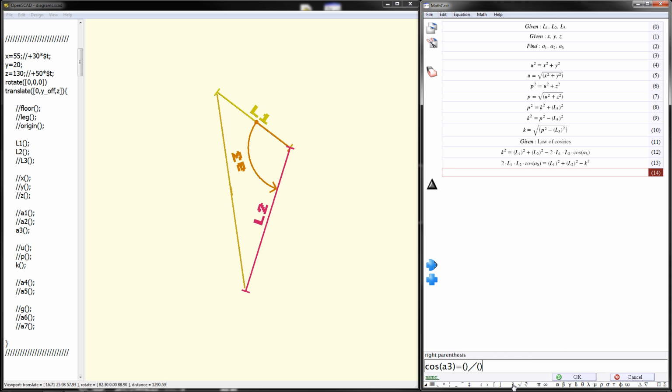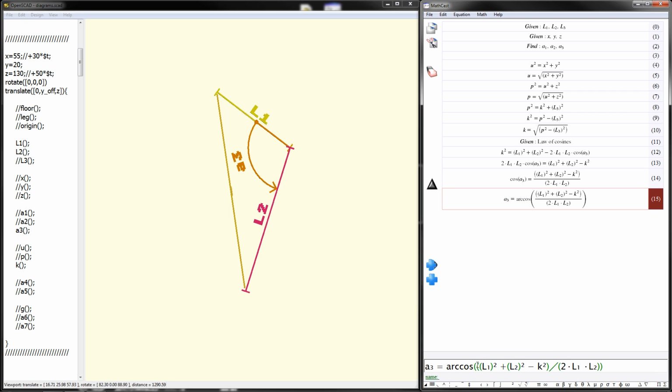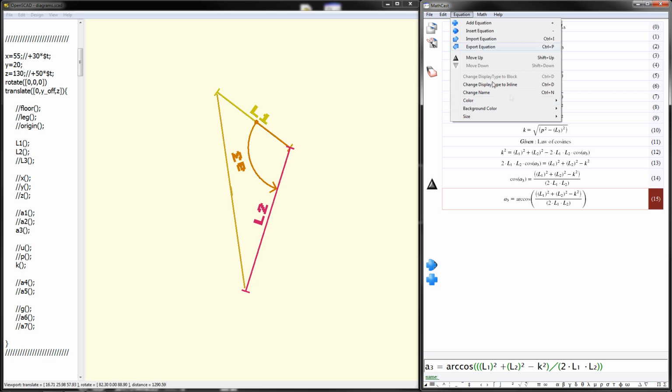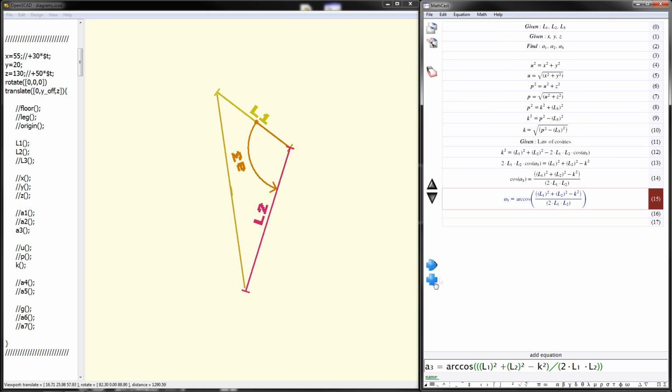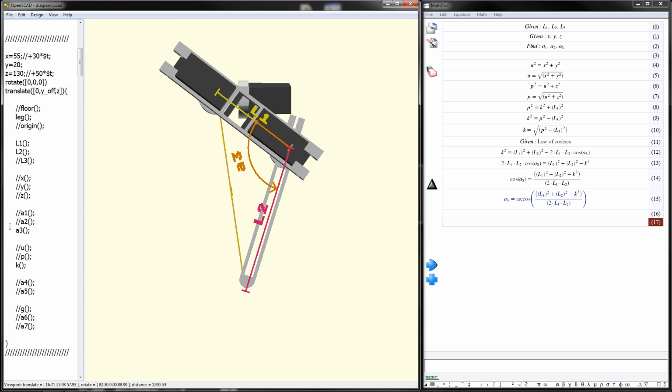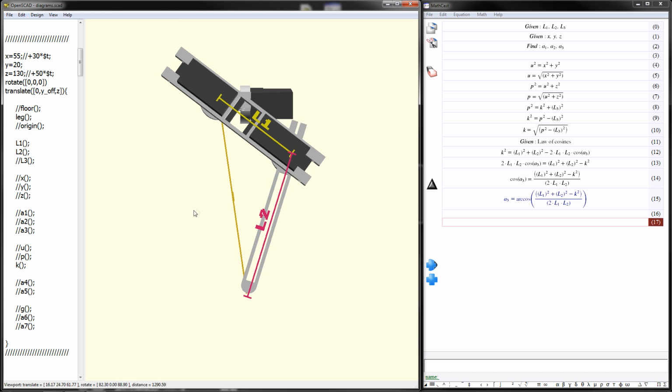So actually, why don't we copy and paste to make it a little bit faster. Copy, paste, copy, paste. There we go. Alright, so now all we have to do is take the arc cosine of both sides, and so now we have A3 equals arc cosine of that. Okay, so let's make it blue because that's one of the 3 equations we need to solve for. Solved. So now let's solve for A2.